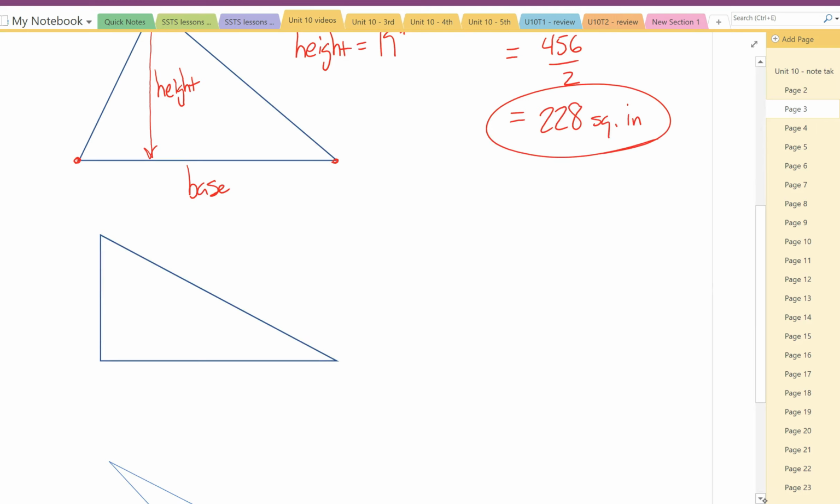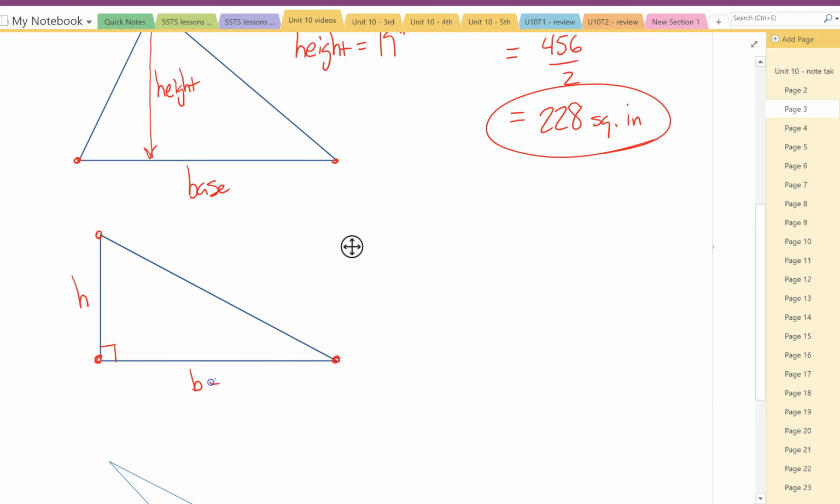What about this triangle? Well, the base, again, the easiest way to think of it is what side's on the bottom. So my base is right here. The height is the distance from the highest point on the triangle to the base. And so it turns out in a right triangle like this one, the height is just this side right here. So here's H, here's B. However long this side here on the left is, that's my height. The base is just the length of this bottom side.